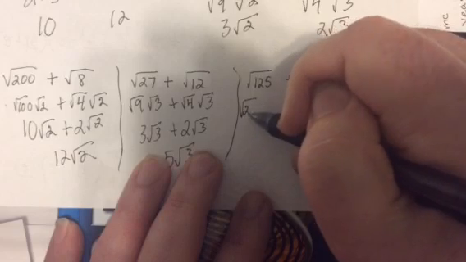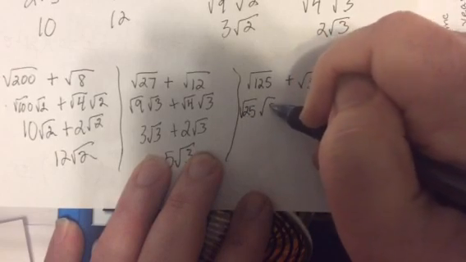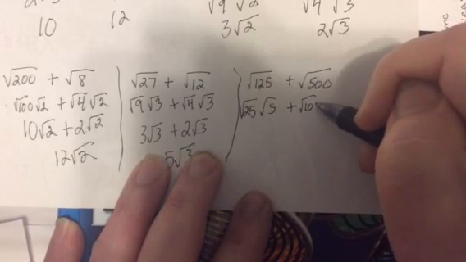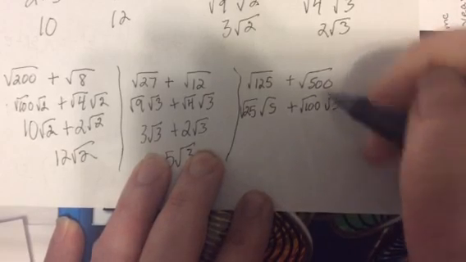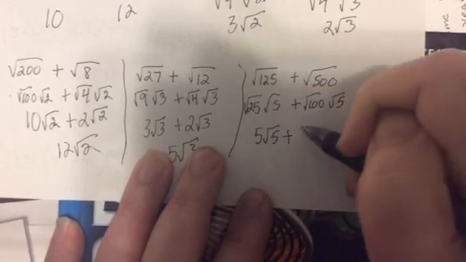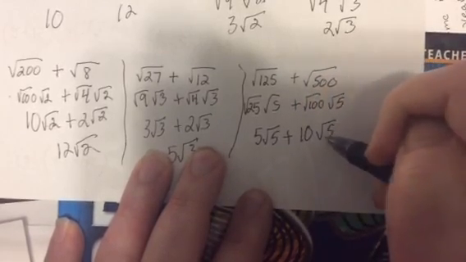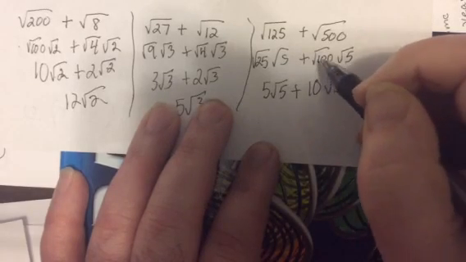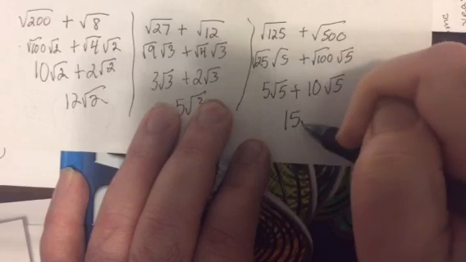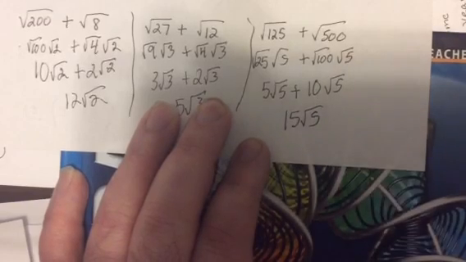125, that's 25 and 5. 500 is 100 and 5. So this would be 5 square root of 5. This would be 10 square root of 5. 10 times 10 is 100. So it'd be 15 square root of 5.